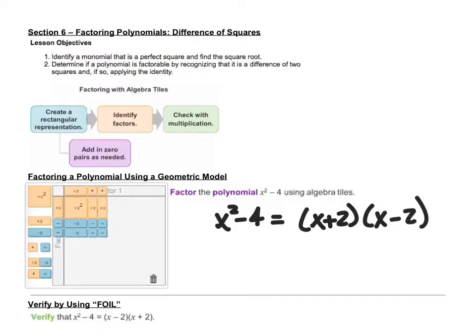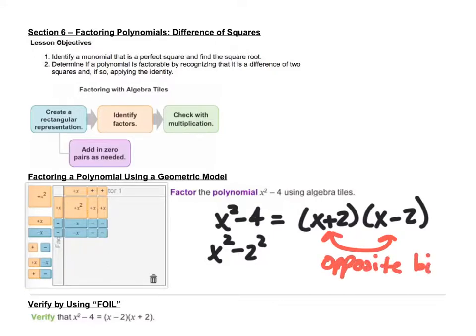Now notice here that this is what we call a difference of squares, okay? This is really me saying x squared minus 2 squared, okay? 4 is a perfect square. And so what we can do is we know to factor that automatically, and we'll talk about how this all works. But notice that these are opposite binomials, okay? These are opposite binomials, all right?